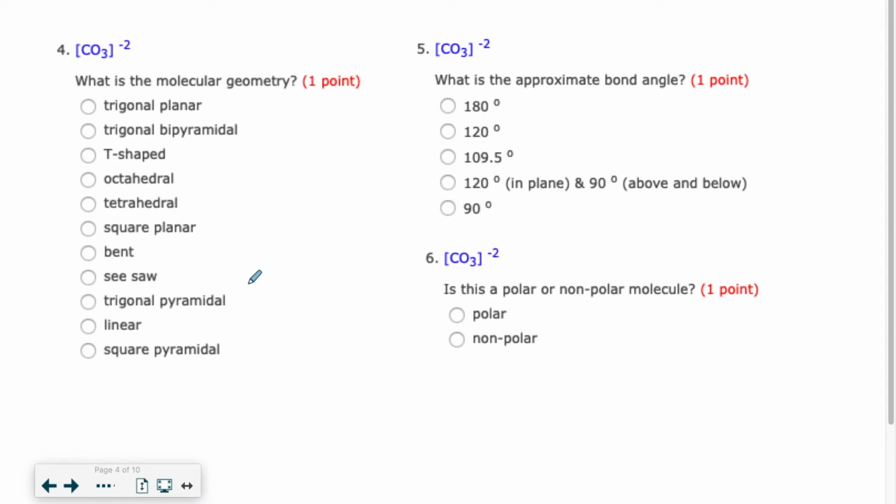What is the molecular geometry? If I continue across that row on the VSEPR sheet, I had 3 bonding directions and 0 lone pairs, so that means that it is going to be trigonal planar again for the molecular geometry. Those 2 names do not always match up. They typically only match up if you have 0 lone pairs. Now for the approximate bond angle here. This is going to be 120 degrees.